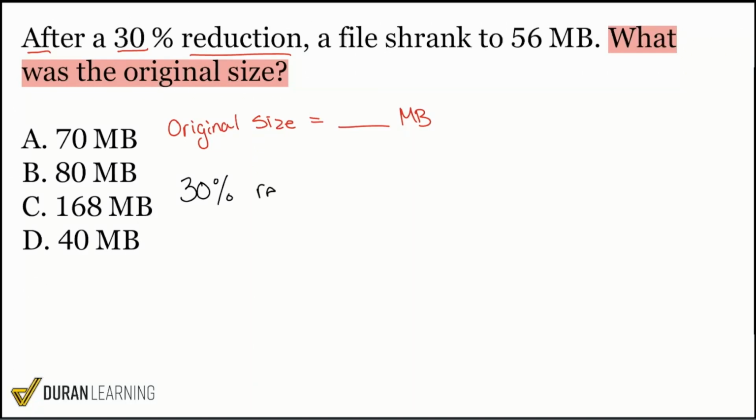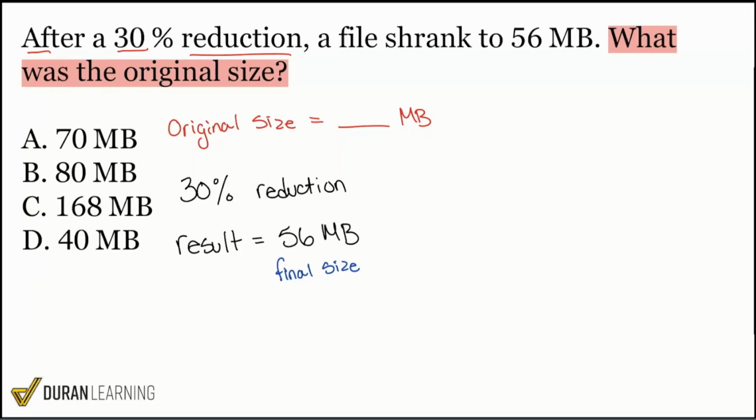30% reduction, okay. It says a file shrank to 56 megabytes. Okay, so the result equals 56 megabytes. Everybody, you tell me, is 56 megabytes the final size? It's not the amount that we reduced by. That's the final size, right?